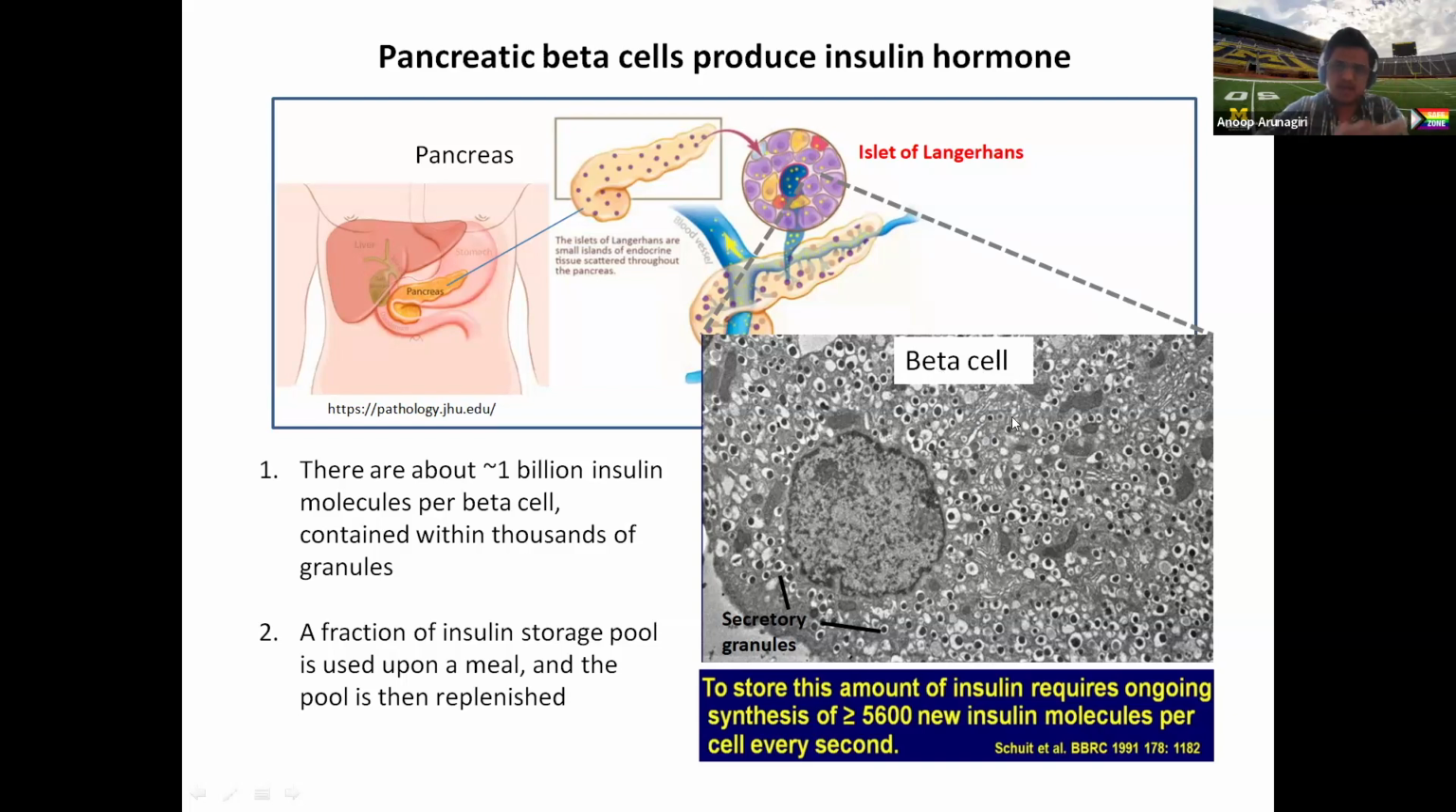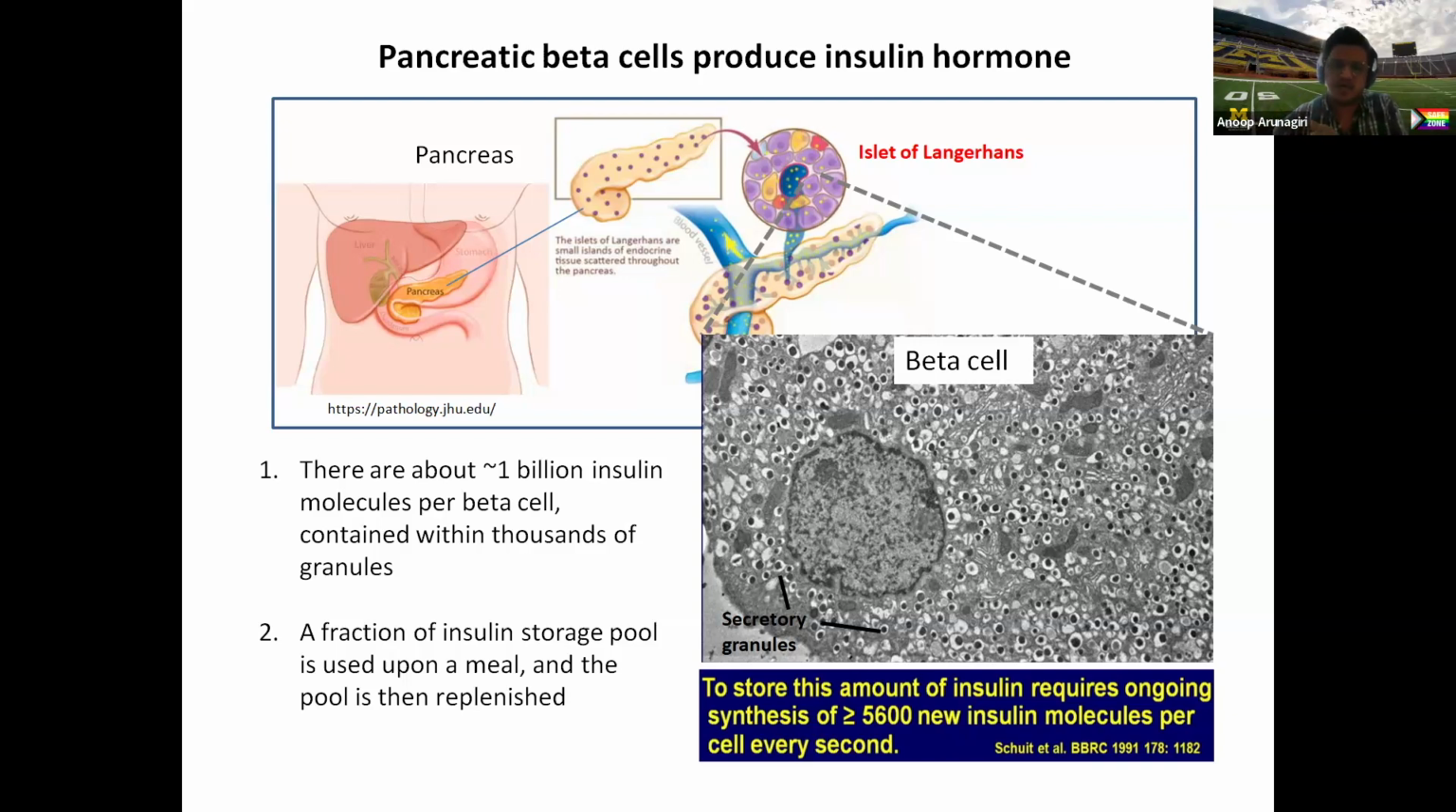That is an electron microscopy picture of the pancreatic section. And we see that there are thousands of those little granules. Those white circles are the secretory granules that are stored in the beta cells. And there are about 1 billion insulin molecules per beta cell. Each beta cell makes about 6,000 new insulin molecules per second, which means it does a lot of hard work making this insulin.